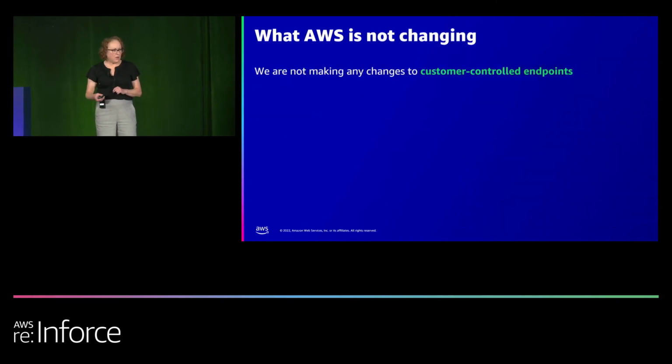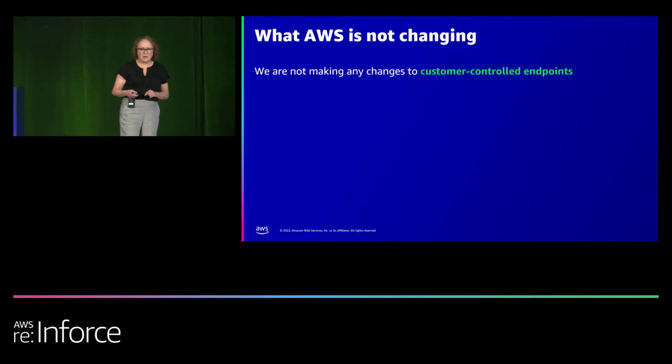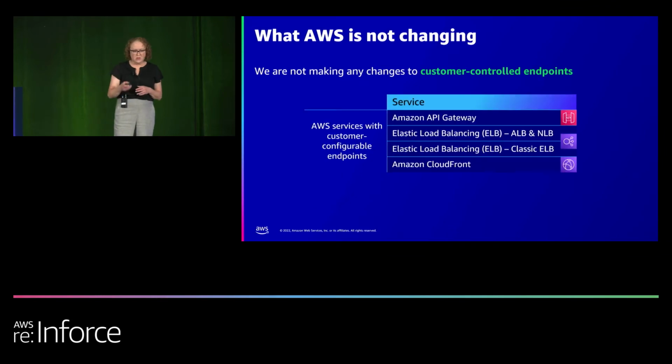Now, we've talked about what is changing. Let's cover a little bit about what is not changing. I also want to highlight that we are not changing the endpoints that you, our customers, own. If you are running your own APIs built using our AWS services, you may have built them using API Gateway, any of our load balancing services, or you have your own CloudFront distribution, you fully own the TLS configurations for these endpoints that you own.